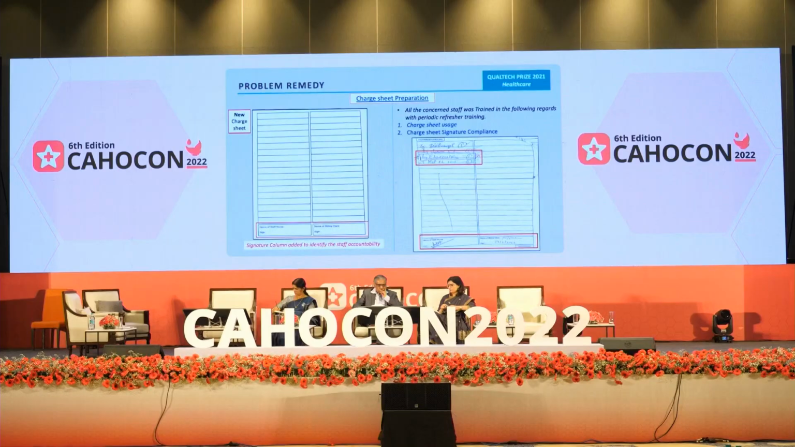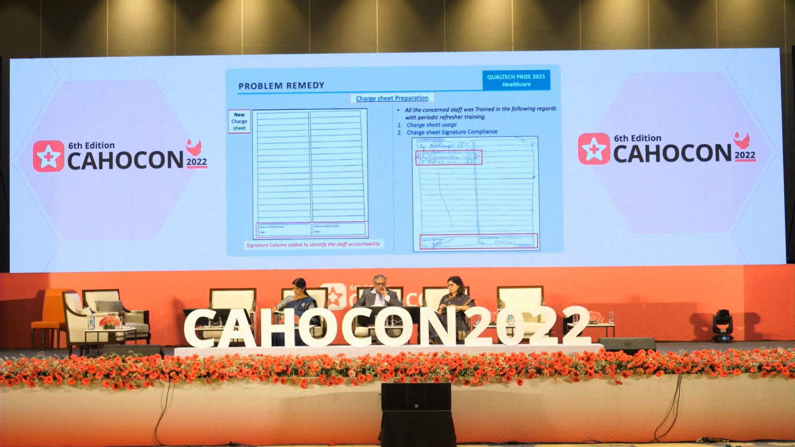So what we did, we redesigned our chart sheet in a way that all the high flow moving items are included in this new chart sheet. We also designed the chart sheet in a manner that it is documented in a service code as it is in the system. We also gave a column for staff accountability of who prepares this chart sheet. Then we trained all the respective staff in how to use this chart sheet.